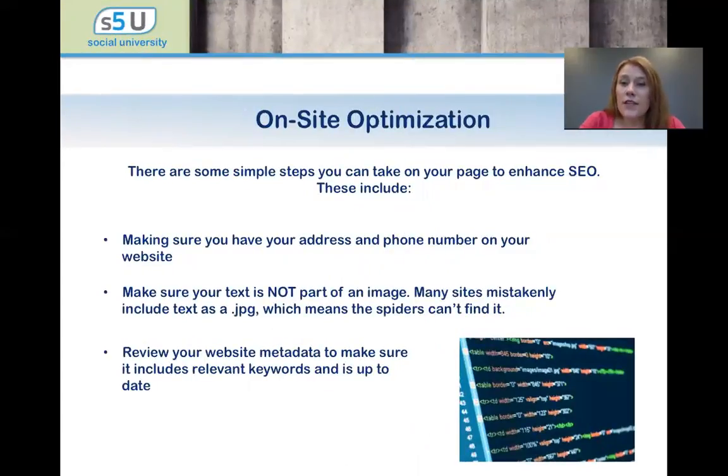So some of the things that you can do on your website to optimize it and help with these, get noticed by these spiders, there's a few simple things that you can do. One is you want to make sure that you have your address and your phone number on your website. Now, that might seem kind of silly, especially if you're an online business. Maybe you don't have a brick and mortar store or whatever, but you want to make sure you have at least some sort of physical address, even if it's just the city that you're in or something like that, right? And you want to have a phone number.